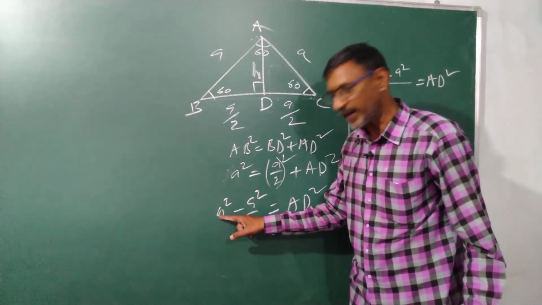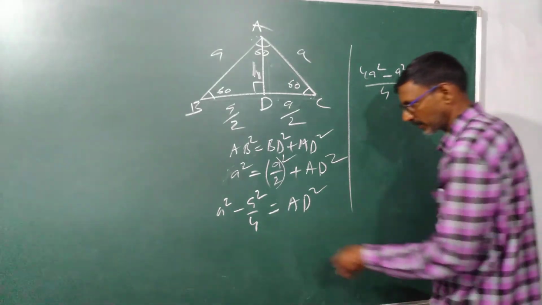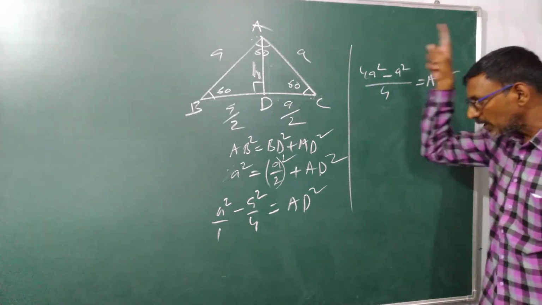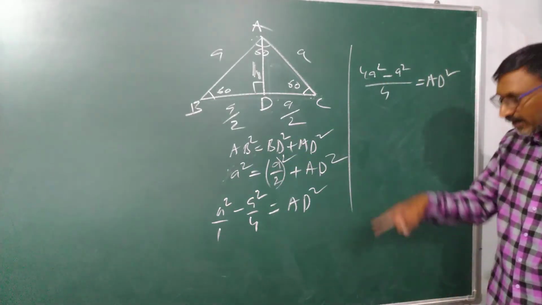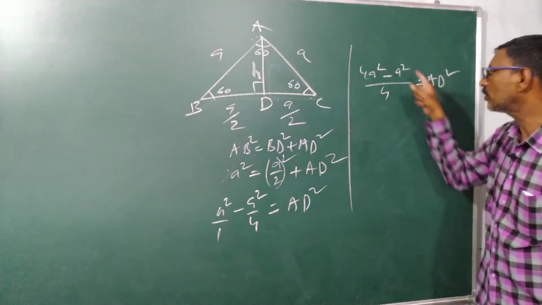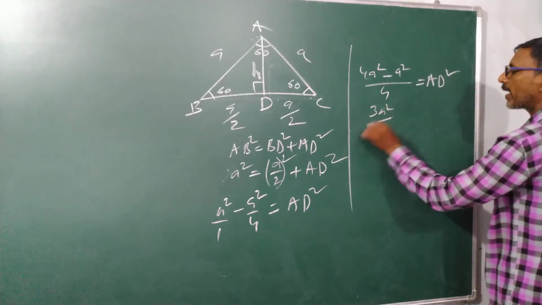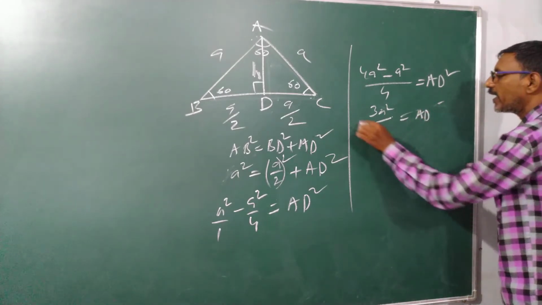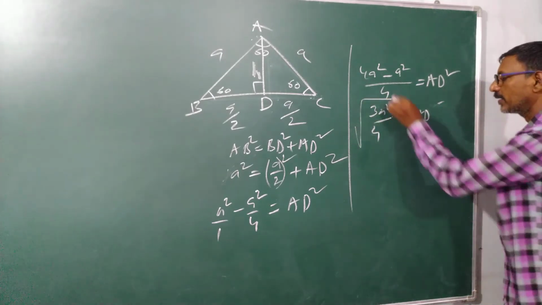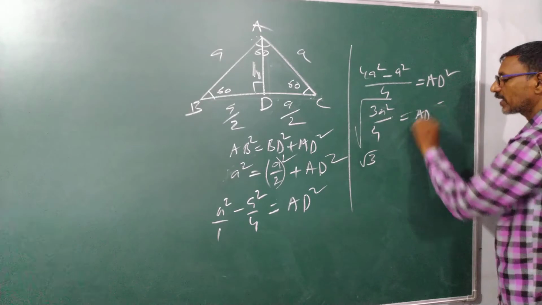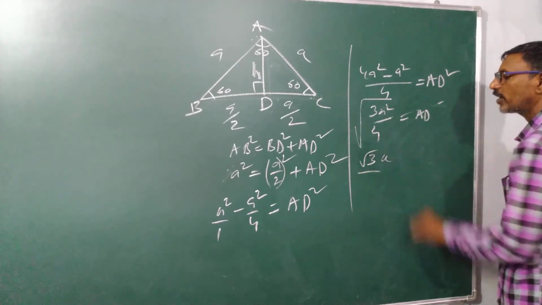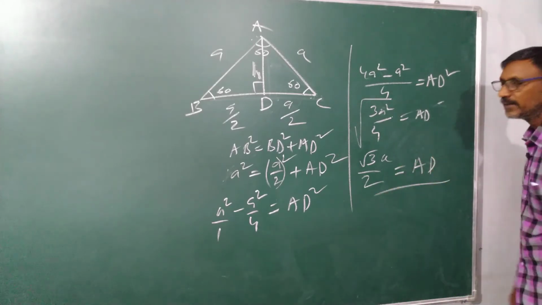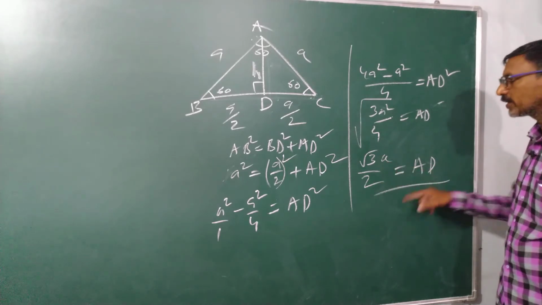4 into A square, 4A square minus A square by 4, by taking the LCM. Otherwise, between 1 and 4, 4 is the LCM. 1 how many times? 4 times. That 4 is multiplied by this one. 4A square minus A square, so 3A square by 4 is equal to AD square. But I need only AD, so I will keep the square root here. Then 3 stays in the root, A square comes out as A, divided by the square root of 4, whose value is 2. That is equal to how much? AD. See, root 3 by 2 A is nothing but AD.